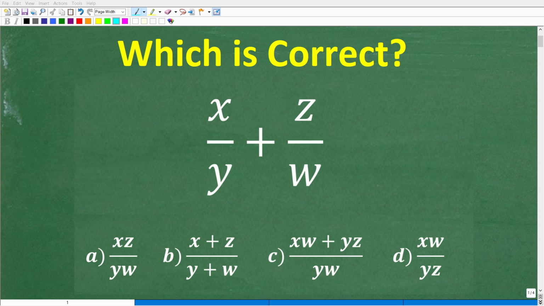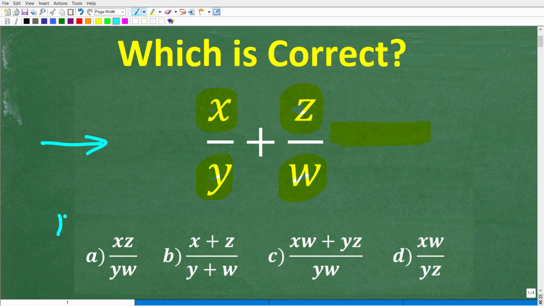Okay, so how well do you actually understand how to add fractions? Well, if you're pretty strong with adding fractions, then you should be able to figure out the answer to this problem right here. All right, so the question is x over y plus z over w. What is this equal to?